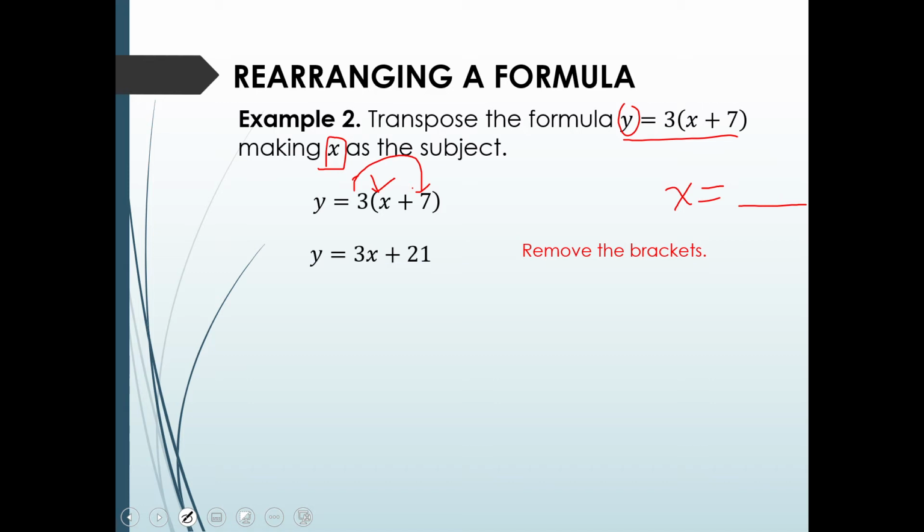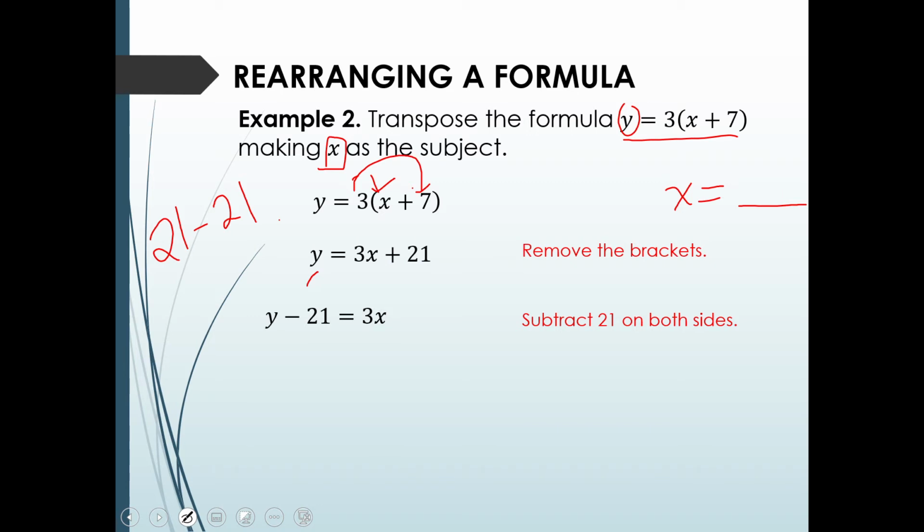Now next, we want to remove 21 because we want x, right? So how can we remove this 21? We subtract 21 on both sides. When you subtract 21 minus 21, this will give you 0, so the 21 will be gone. So if we subtract 21 from both sides, you will get y minus 21 is equal to 3x.